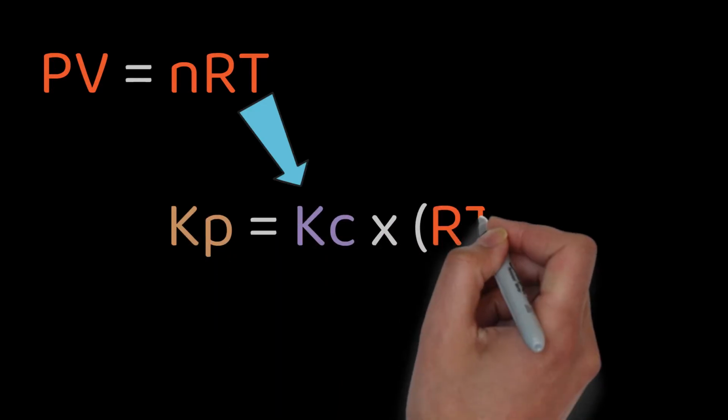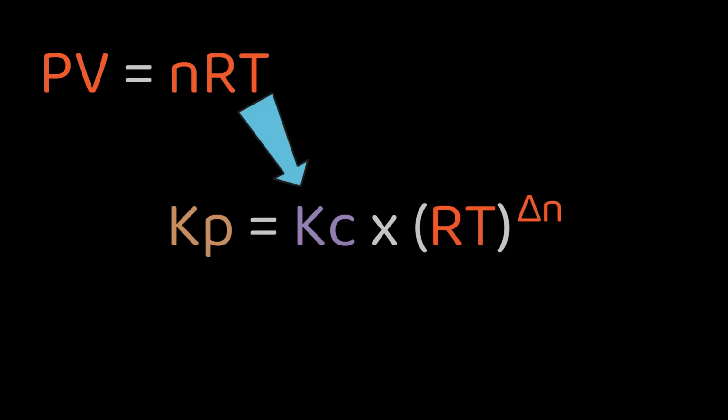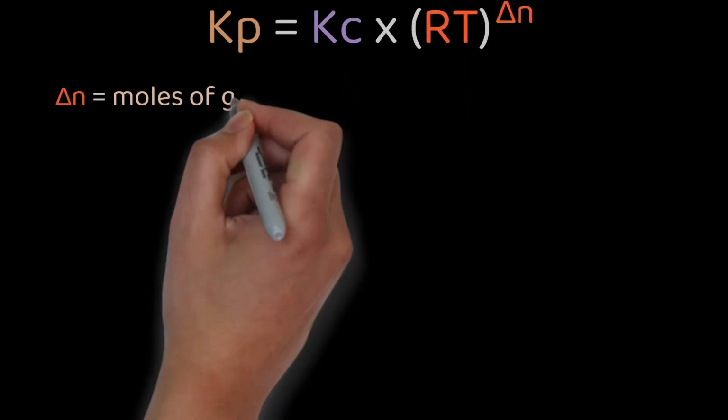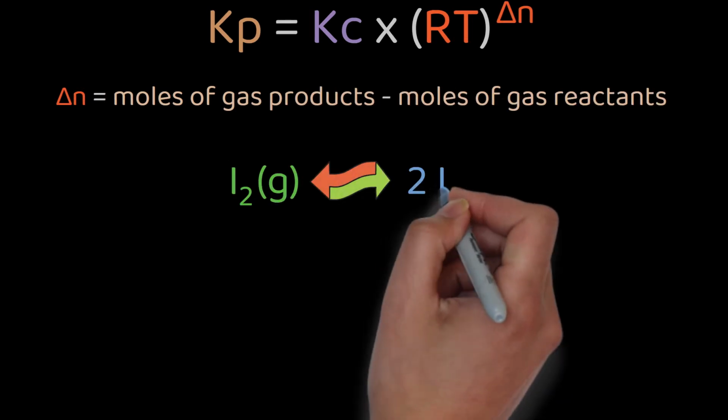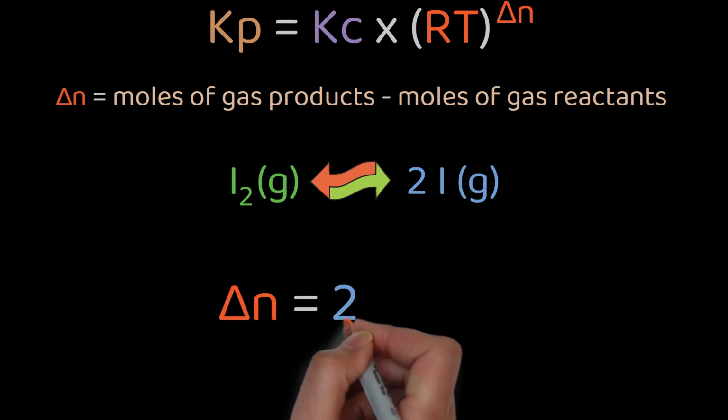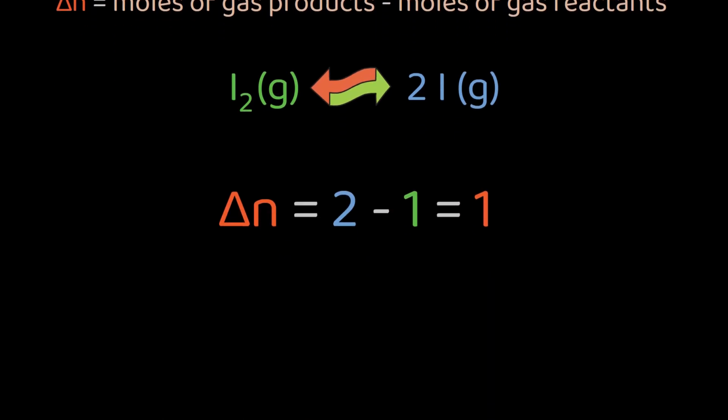If we do a little math with the ideal gas law, we can derive a direct equation that can be used to calculate Kp directly from Kc, such that Kp equals Kc times the gas constant times the temperature to the delta N power. Delta N is the difference in the molar amounts of products versus reactants. So for this equation, delta N would be 1. Let's look at a calculation.